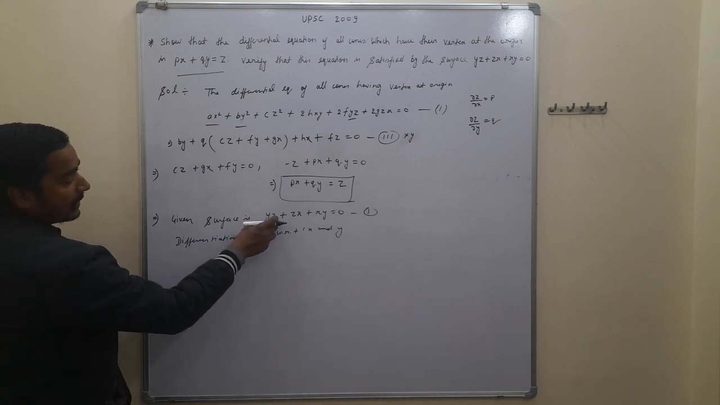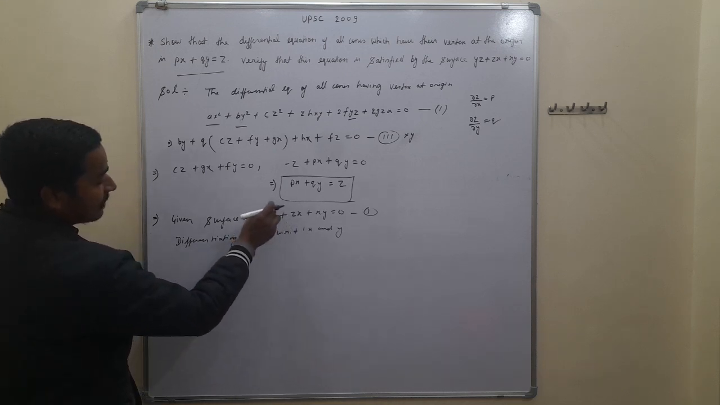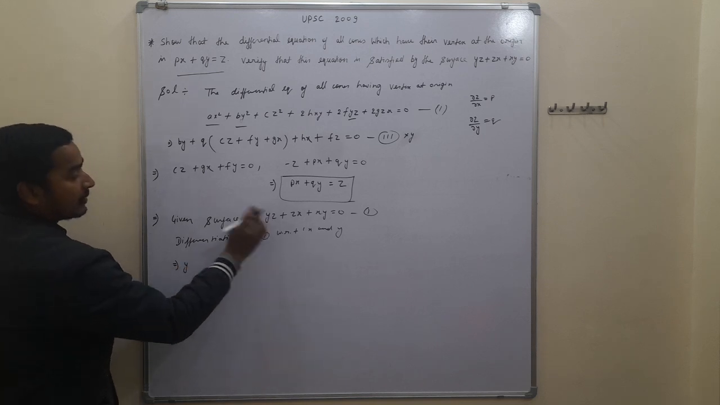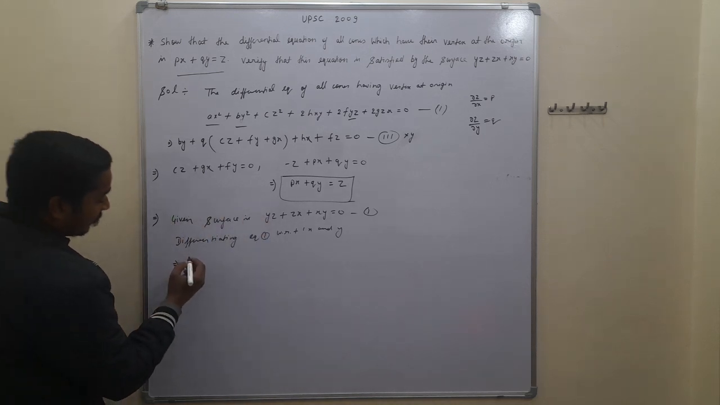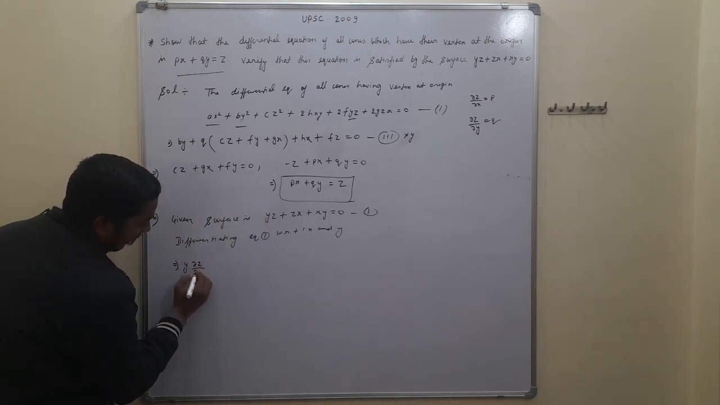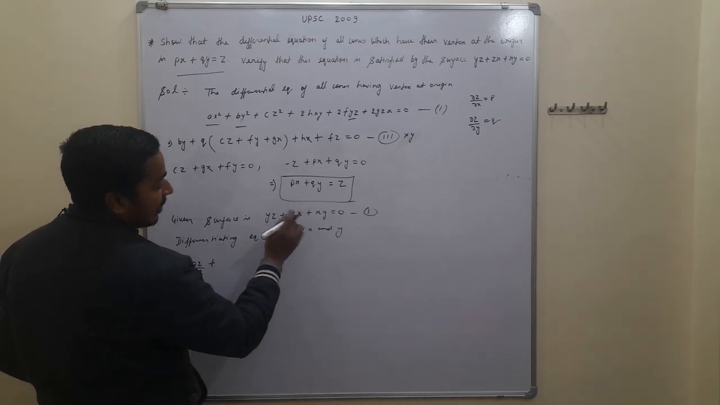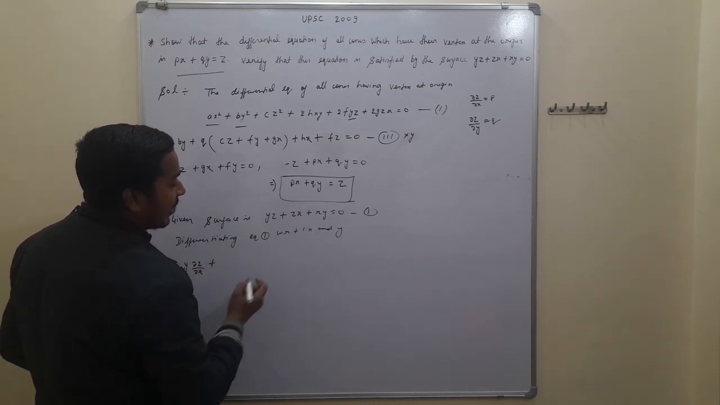First we differentiate with respect to x. This gives, taking y as a constant and z as the function of x, we write here del z upon del x, and plus z, and x differentiating with respect to x.